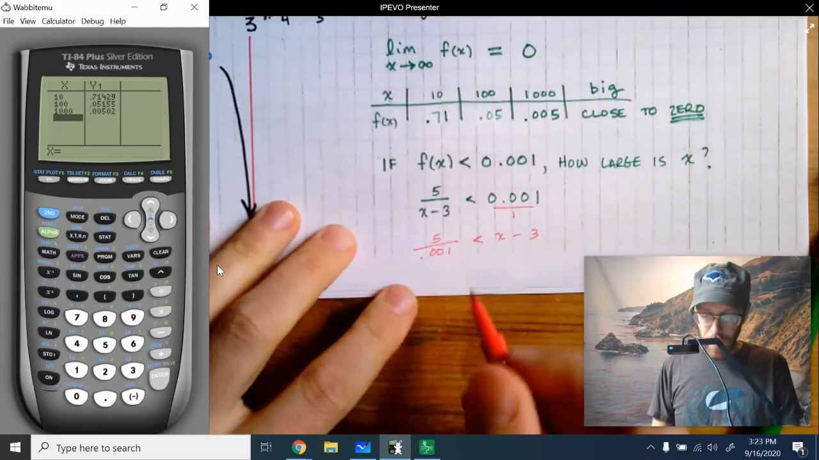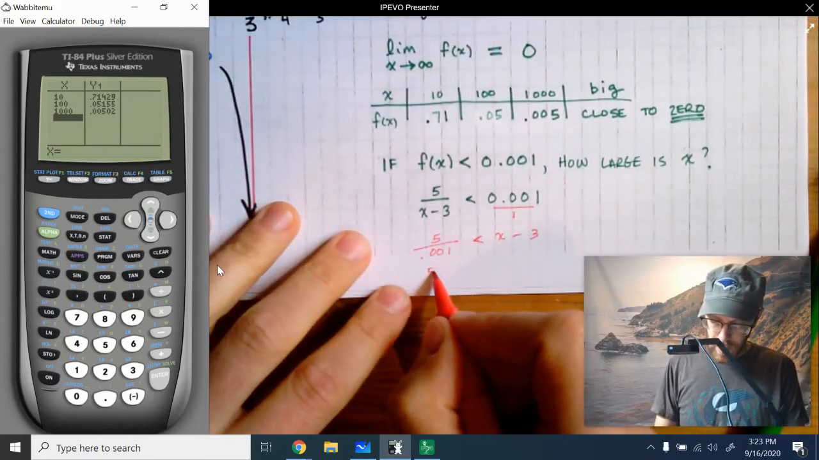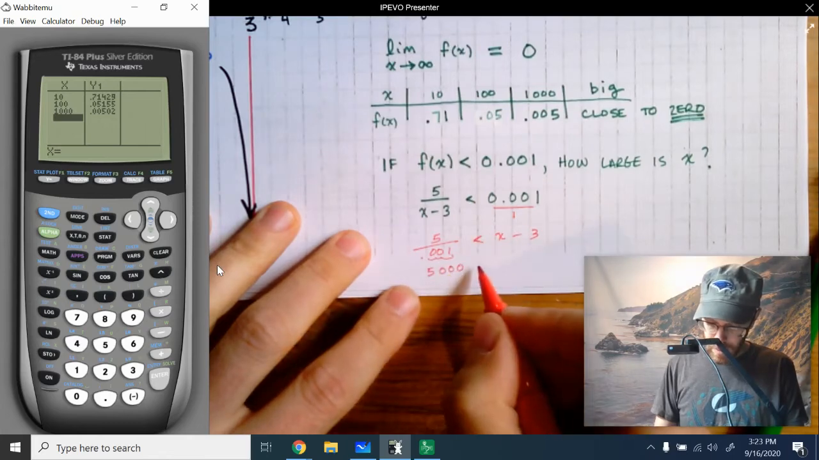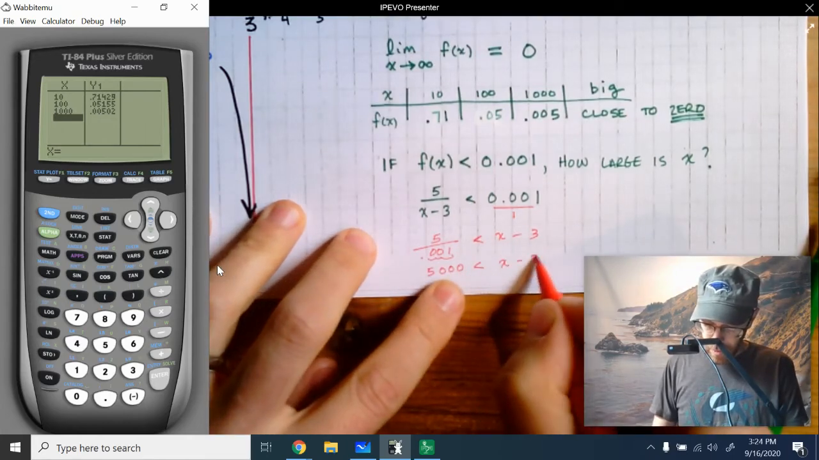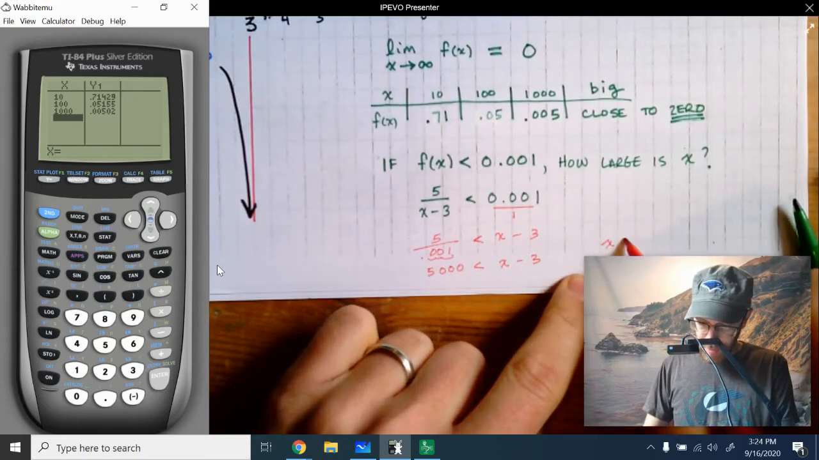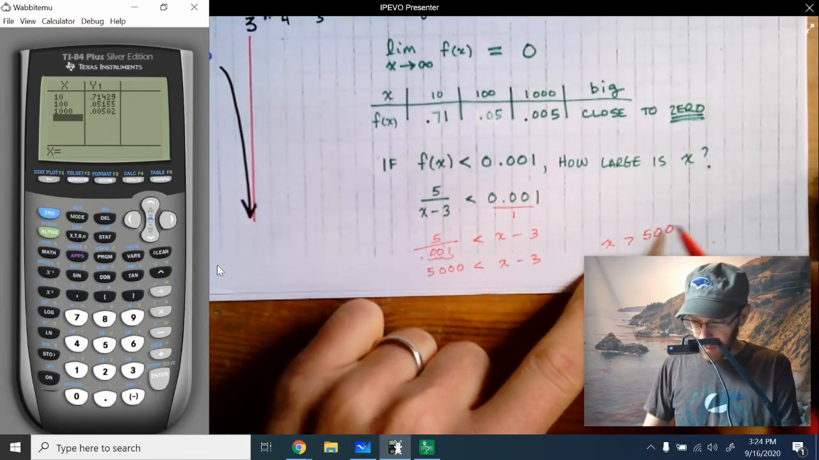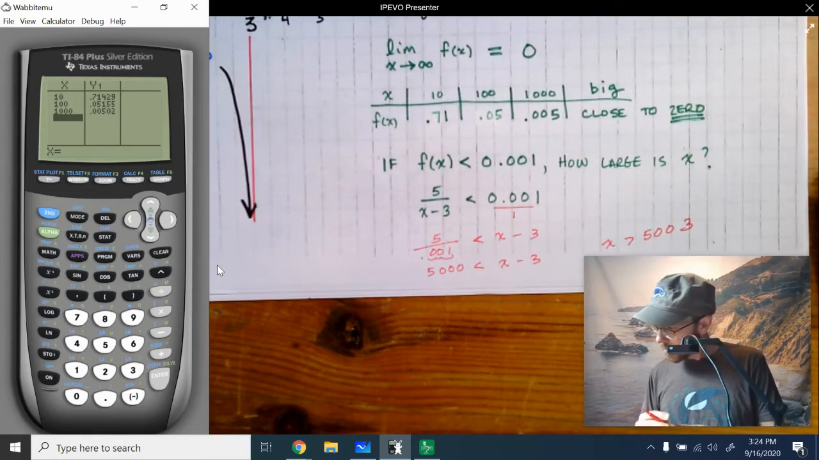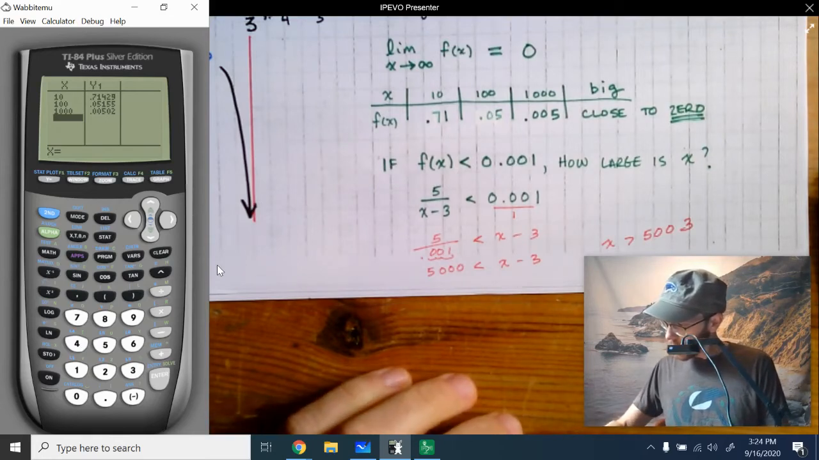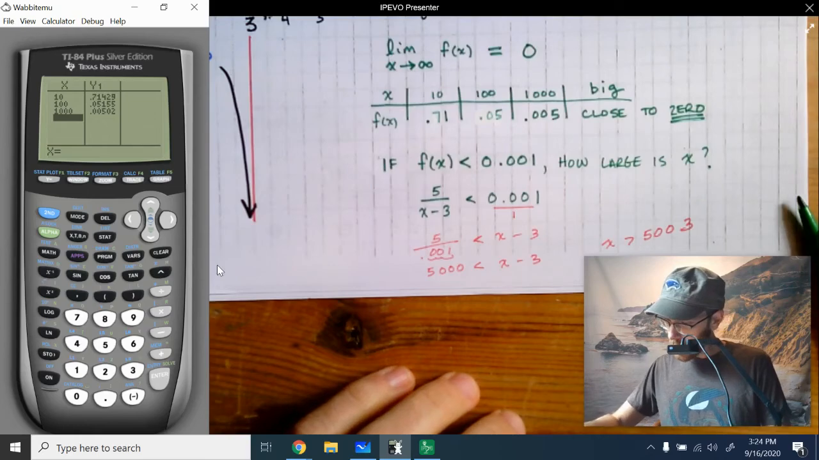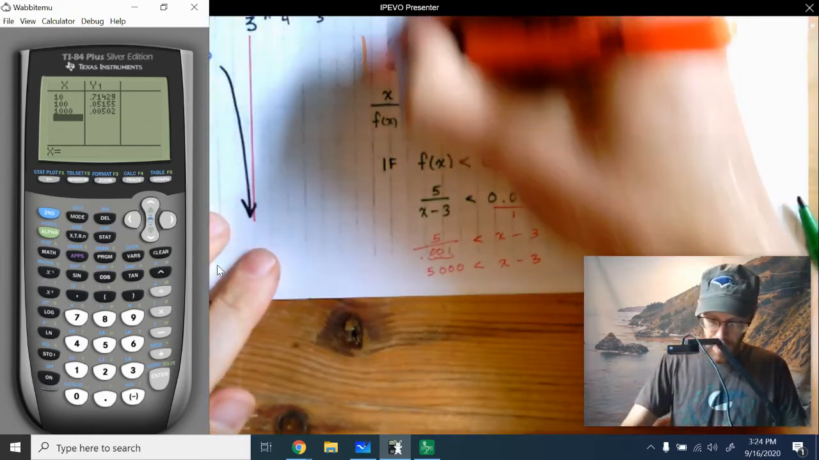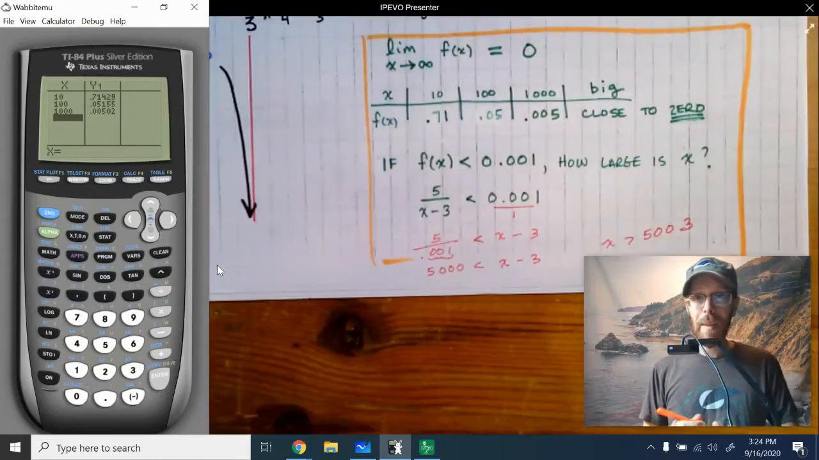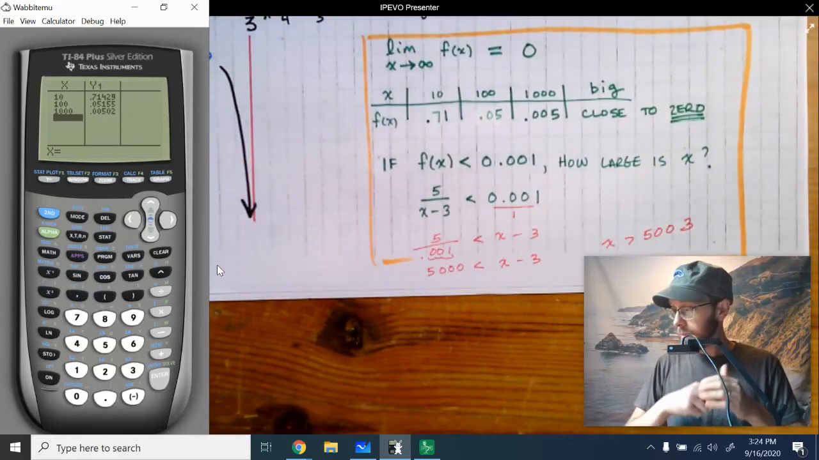Now, 5 over this is going to give us, let's see, you've got to move the decimal place over 1, 2, 3 spots. So that's 5,000. Then x minus 3, which means that x has to be larger than 5,003. Boom, boom, boom, boom, boom. And that's the game.